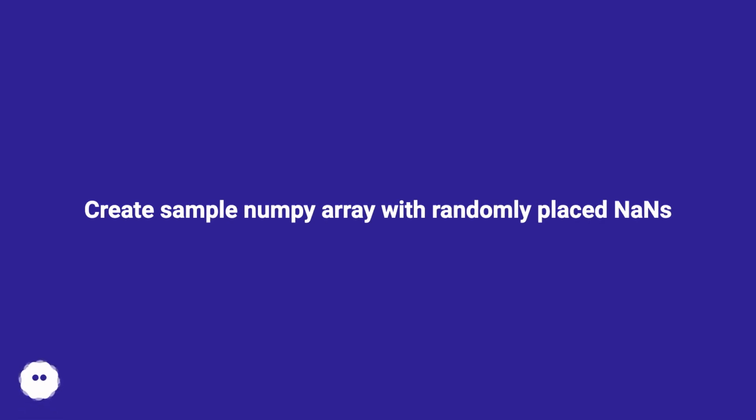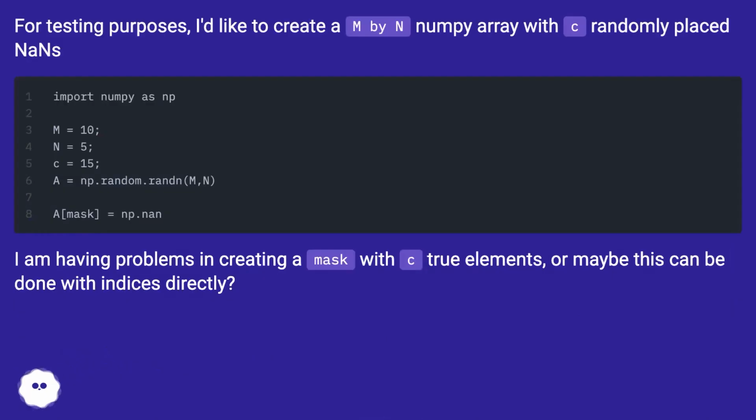Create sample Numpy array with randomly placed NaNs. For testing purposes, I'd like to create an m by n Numpy array with c randomly placed NaNs. I am having problems creating a mask with c True elements, or maybe this can be done with indices directly.